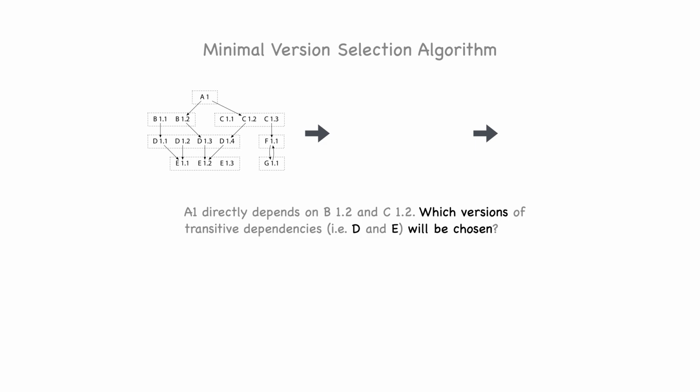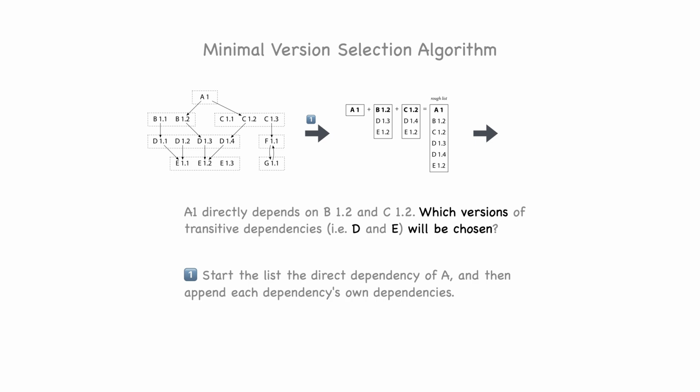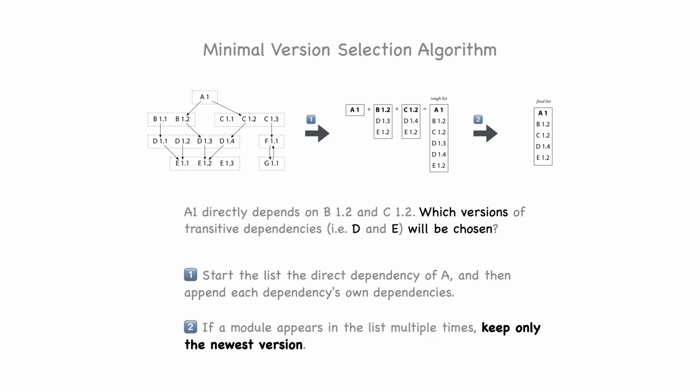The minimal version selection algorithm will do it in this way. First, it lists the direct dependencies of A, and then recursively lists the dependencies of all the direct dependencies. Of course, every dependency is versioned in the list. Then, if a module exists multiple times, keep only the newest version. Here we are actually using the maximum version number, but why do we call it the minimal version selection algorithm? The entire principle of this algorithm is to make minimal changes to manage the versions. This principle is reflected in the other 3 operations of the minimal version selection algorithm.